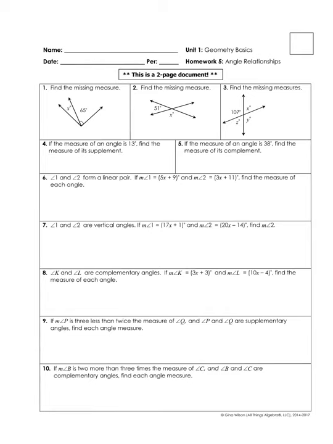So on problem number 9, it says if measure of angle P is 3 less than twice the measure of Q. Less than, remember less means minus. So over here I'm writing less is minus. Then reverses our order.